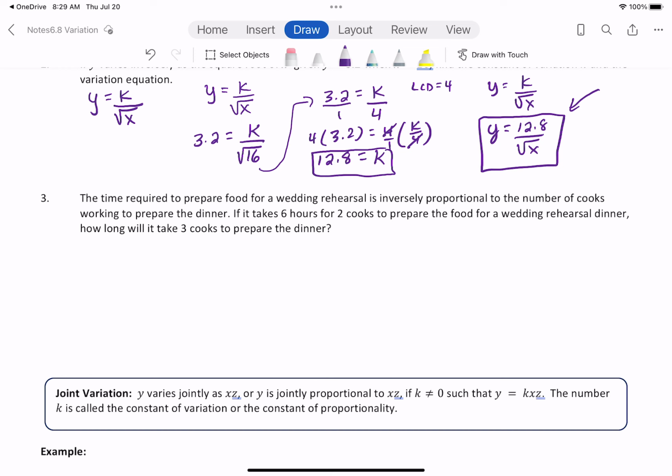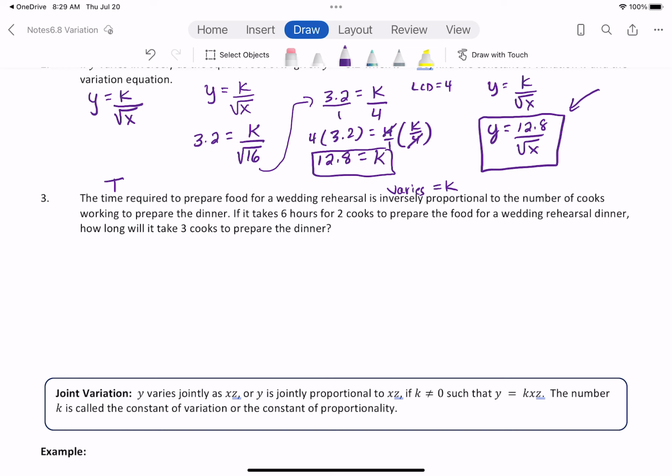So let's see what this one says. We have the time required to prepare food for a wedding rehearsal. So I'm going to say time is T, is inversely proportional. And remember we said inversely proportional, that's just another way to say varies. So this is where my equals k is going to go.